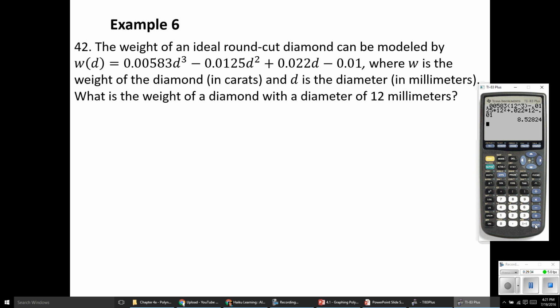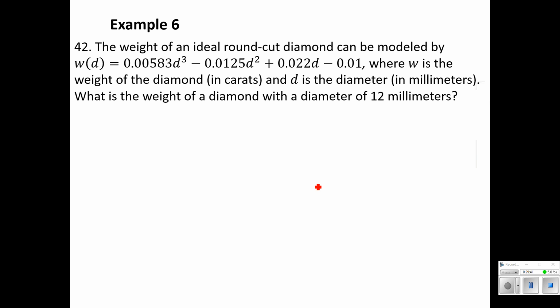we find that, wow, that's a big diamond, 8.528 carats. All right, and that is a huge diamond, but it makes sense. I mean, a diameter of 12 millimeters, that is a huge diamond, worth a fortune. But yeah, just evaluating the function and practicing typing it into a calculator. That's really all this is asking us to do.